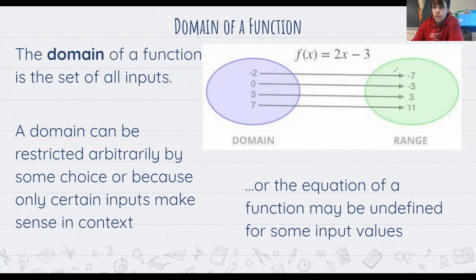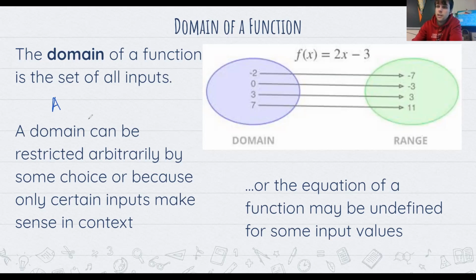Here we have a nice mapping diagram. The domain here are these input values, -2, 0, 3, 7. This is a discrete set, meaning it's just a finite number of elements in there. Doesn't have to be that way, so we can restrict it arbitrarily and just give a function a discrete set like this and call that the domain. Or it could just be a situation where only certain values make sense.